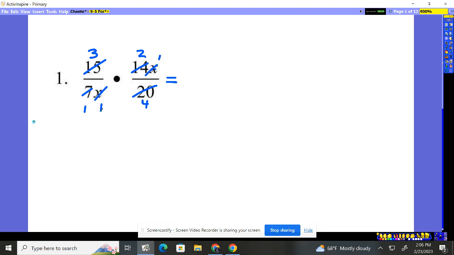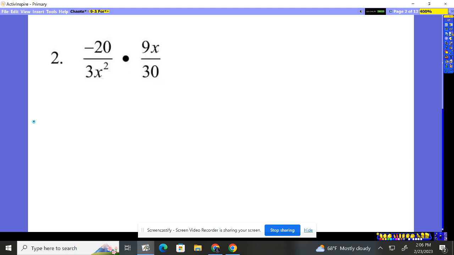So look what we're left with. 3 times 2 times 1, which is 6. On the bottom, 1 times 1 times 4, which is 4. Now, those can be simplified again, and they have to be. Both can be divided by 2, and it leaves you 3 over 2. But that's much better than multiplying everybody at the beginning and getting 140x on the bottom and who knows what up top.